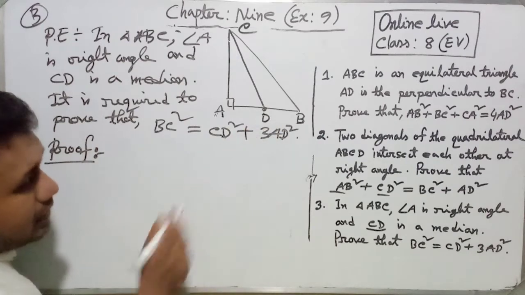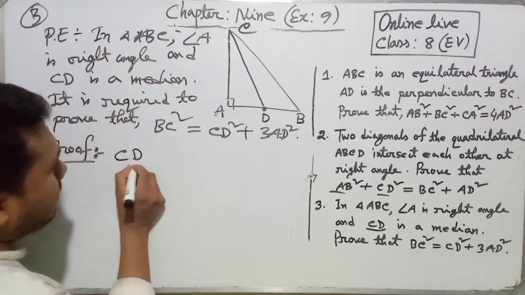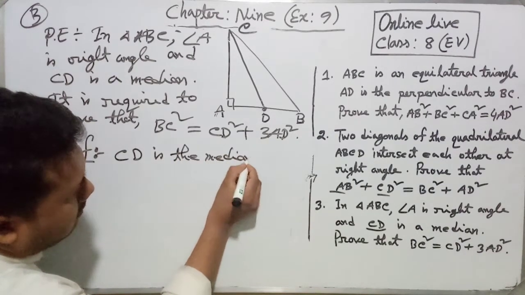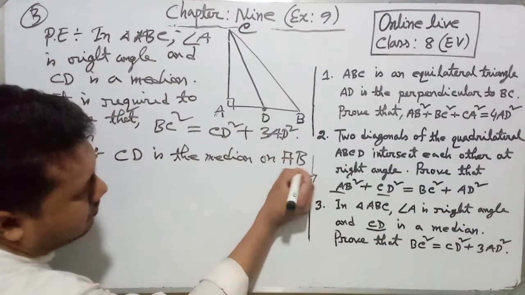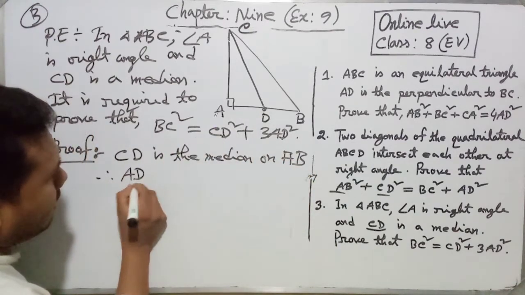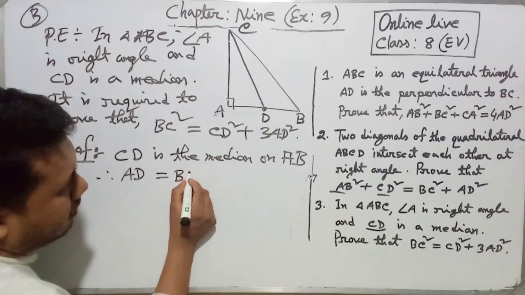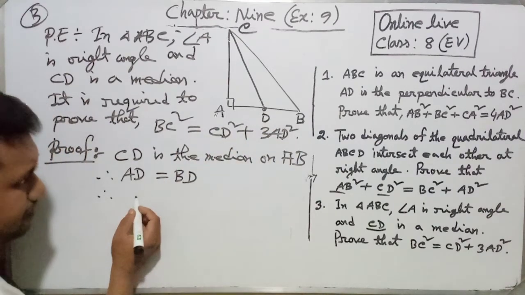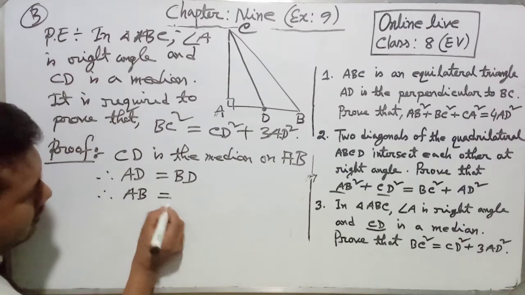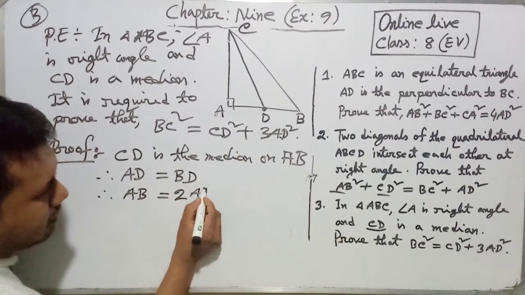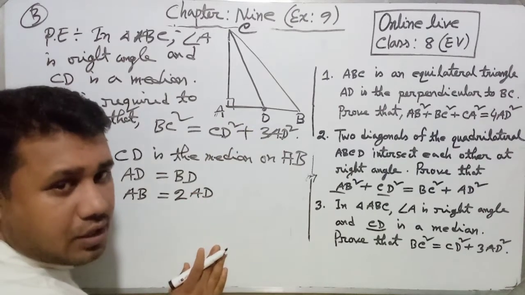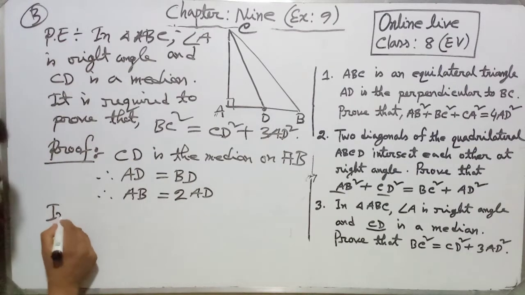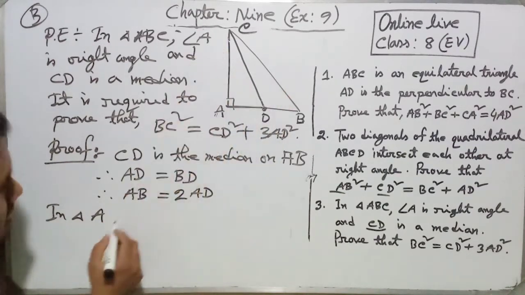Dear student, look, here CD is the median on AB. Therefore, we can say AD equal BD. Therefore, we can say our AB will be twice AD. So this AB will be twice AD. Clear, dear students?